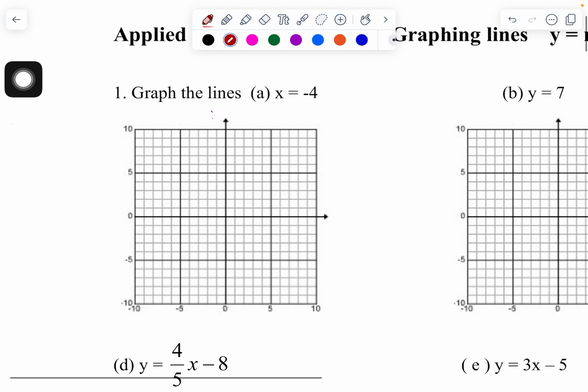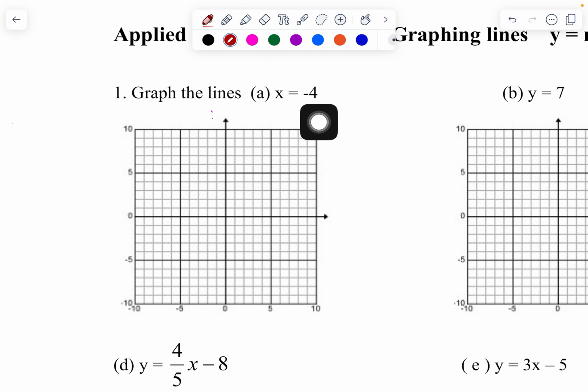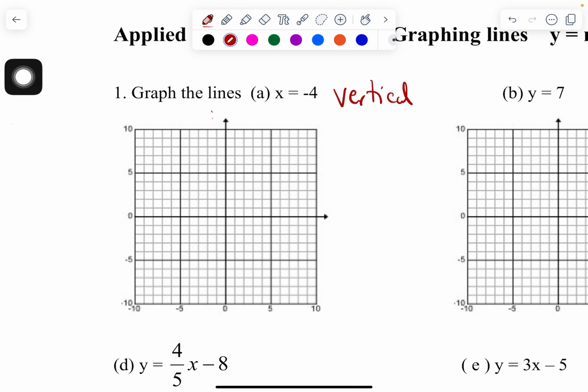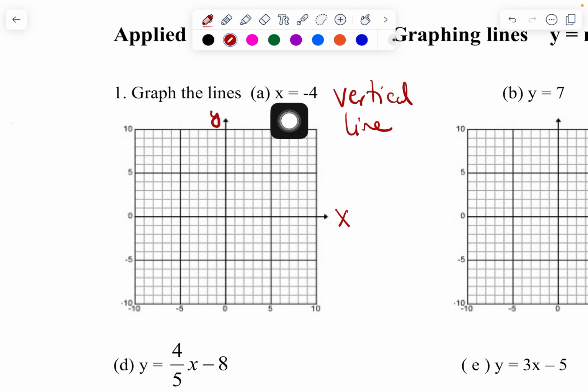So it says to graph the line x is equal to -4. So here's the deal. If you have an equation that is x equals a number, this is a vertical line. All equations that are set up as x equals a number are going to be some kind of vertical line. So what you're going to do, go to the x-axis, right? Your x is your horizontal, the y is the vertical. Go to -4, right? It says x equals -4. All right, so there's the -4.